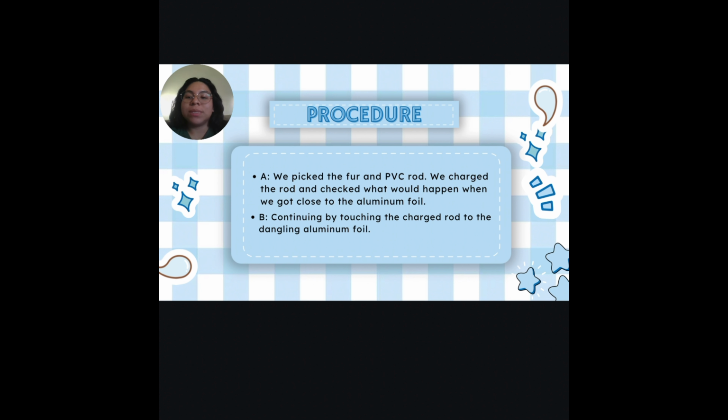After our pre-lab, we started our lab. For part A, we picked the PVC rod and the fur to continue all of our other experiments. For the first one, we charged the rod, and then we checked what would happen when we got close to the hanging aluminum foil. For part B, we did a similar thing, but this time we made contact with the rod to the aluminum foil, took it away, and then returned.